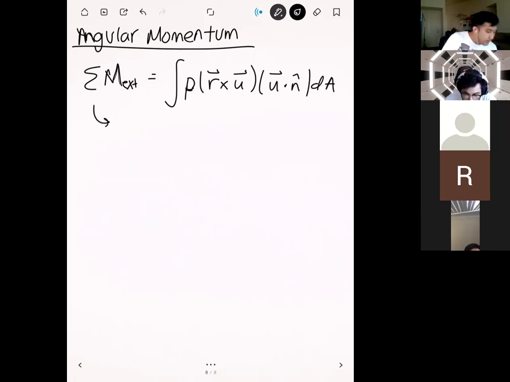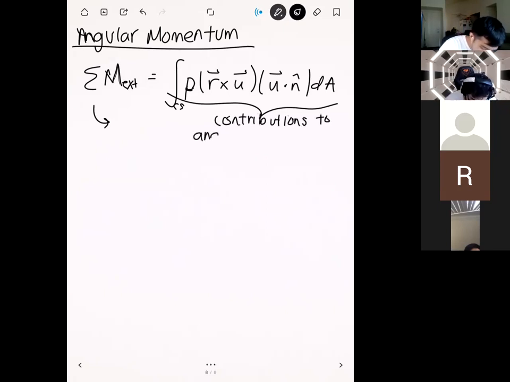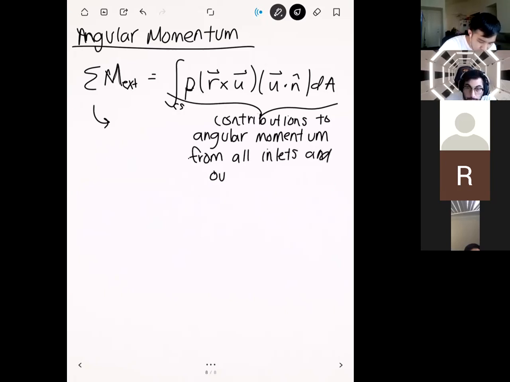Before we begin, as I mentioned briefly before, remember this integral quantity right here. We can say that this is the sum of the contributions to the angular momentum from all the inlets and outlets to the system.